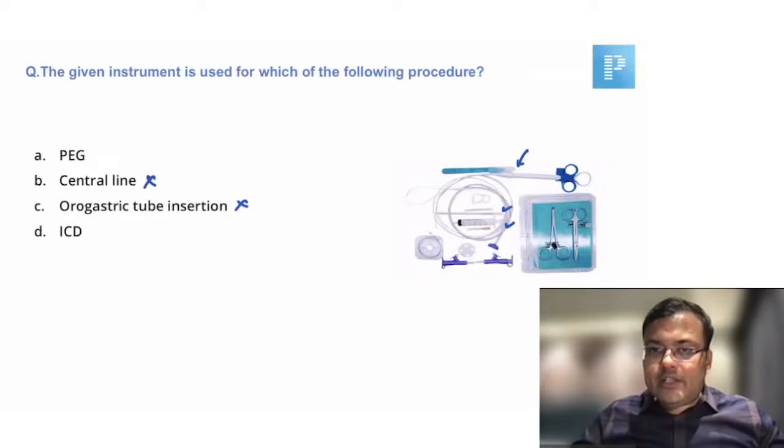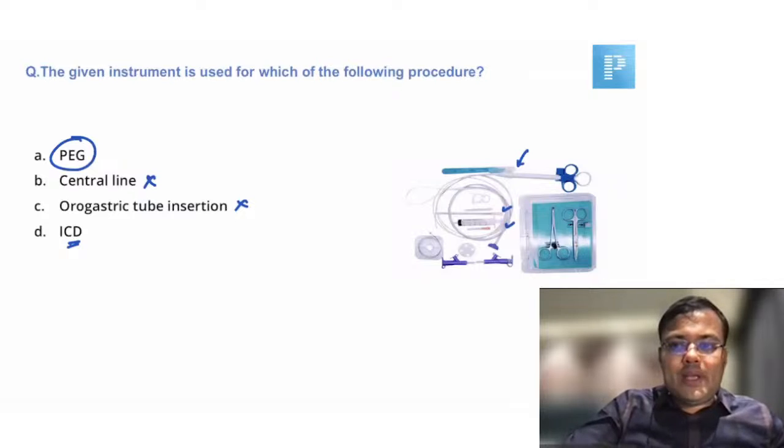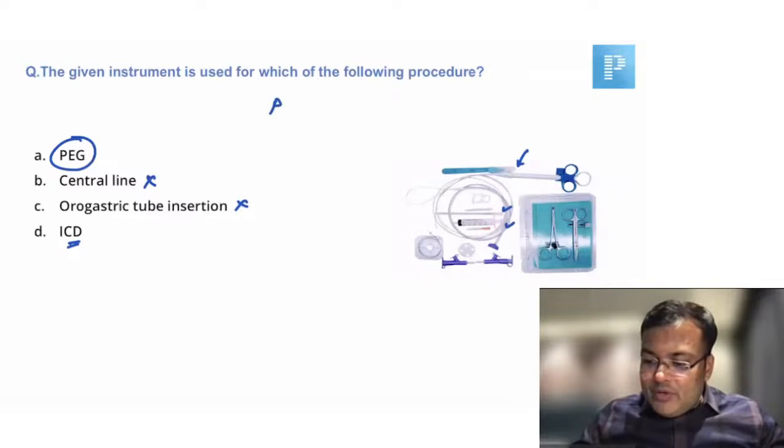This is not the Ryle's tube, meaning orogastric tube insertion. This is not the chest tube. So obviously you can rule it out. This is what? Percutaneous endoscopic gastrostomy, PEG. So this is PEG, percutaneous endoscopic gastrostomy tube.